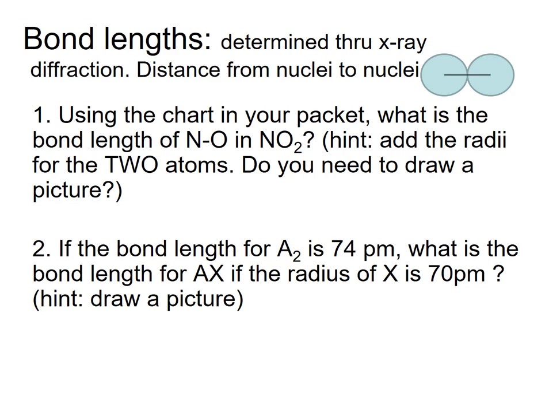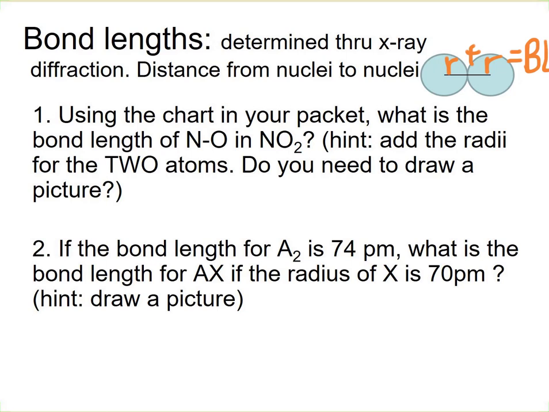Bond lengths are determined through X-ray diffraction. It is the distance from nuclei to nuclei. So that means I can take the radius of one and the radius of the second one, and add it up and I can get the bond length. There will be a chart provided for you on either my test or the AP test. You are not expected to memorize bond lengths, but you'll be given enough information that you can answer the problem.